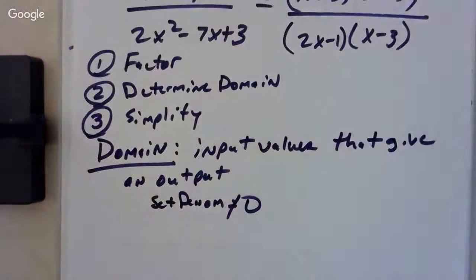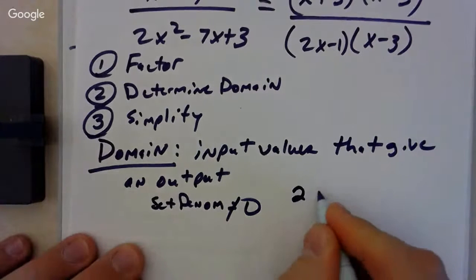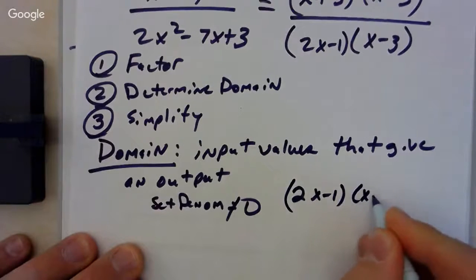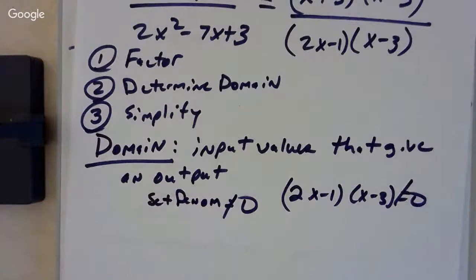Okay, so nicely, what did we already do to the denominator? We already factored it. So let's just set that factored form, 2x minus 1, not equal to 0. Ethan, I'll take questions in just a second.